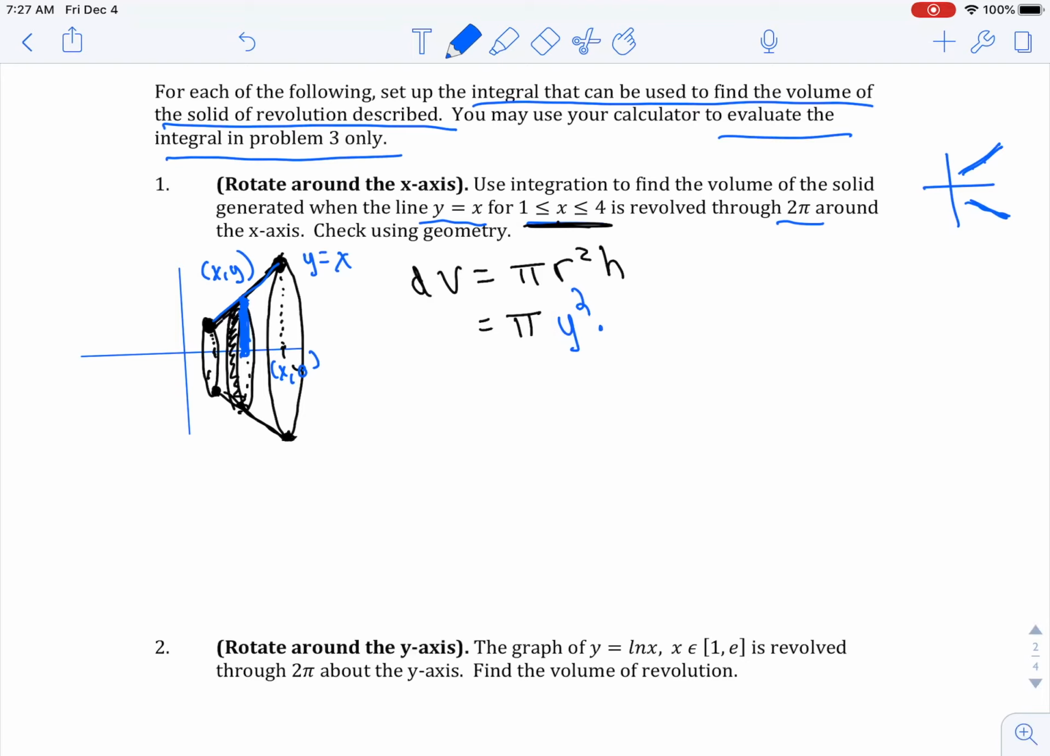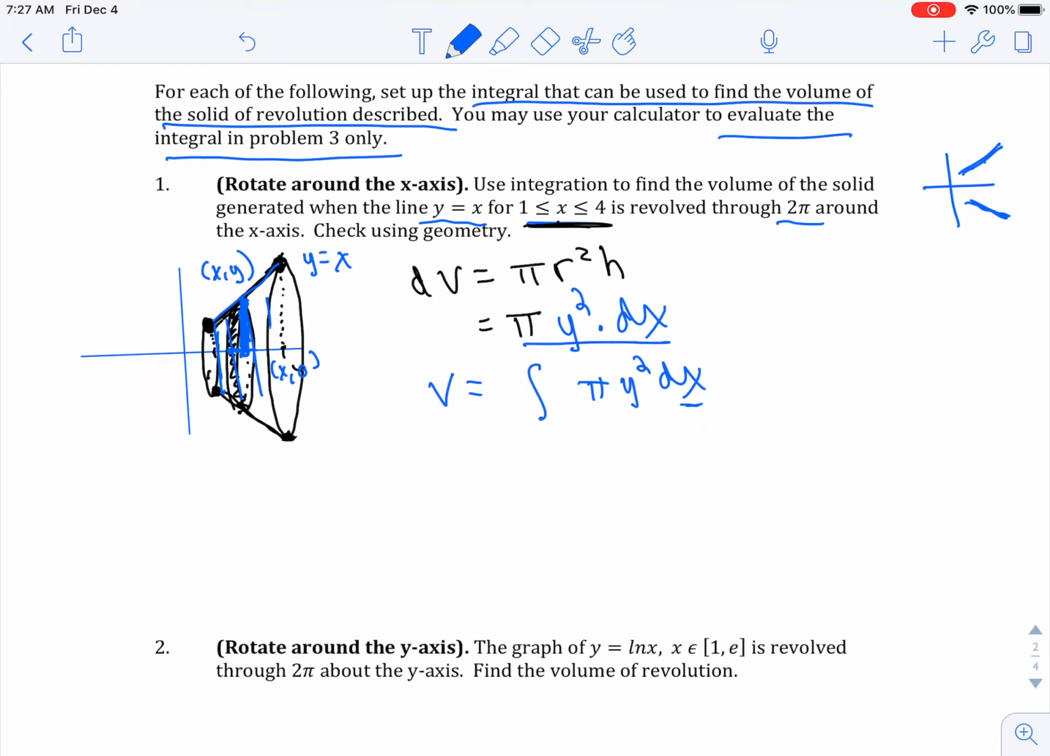So that's just going to be y squared times h, and h is the height of that cylinder, which, because we're making vertical cuts, is going to be dx. So that means if we take all of the cylinders, add them all up, let the width go to 0, we get the exact volume with an integral. This becomes the integrand, pi y squared dx.